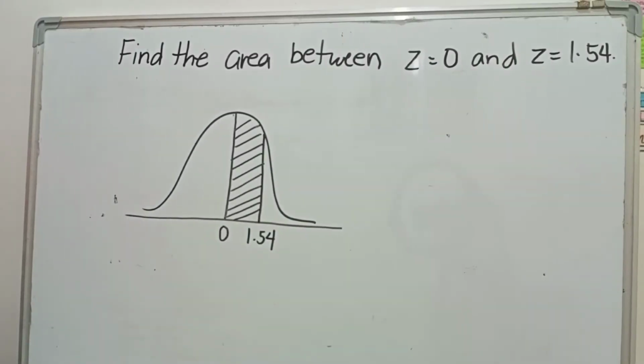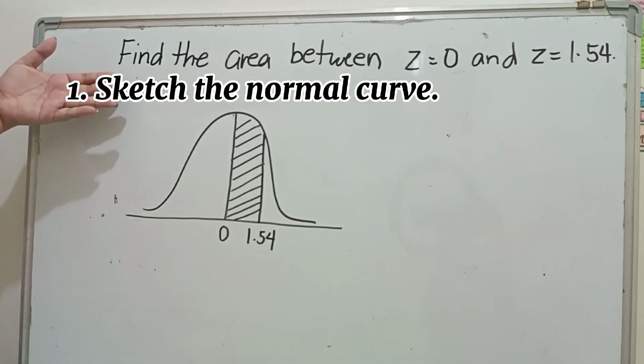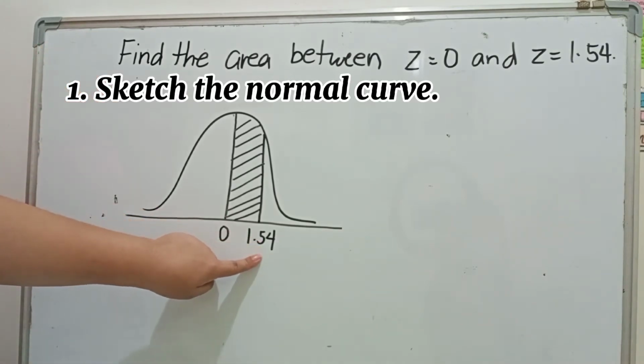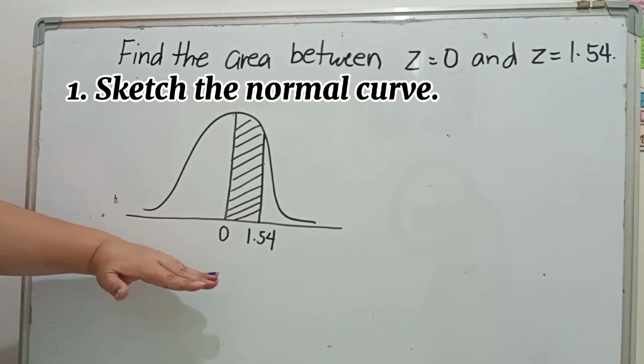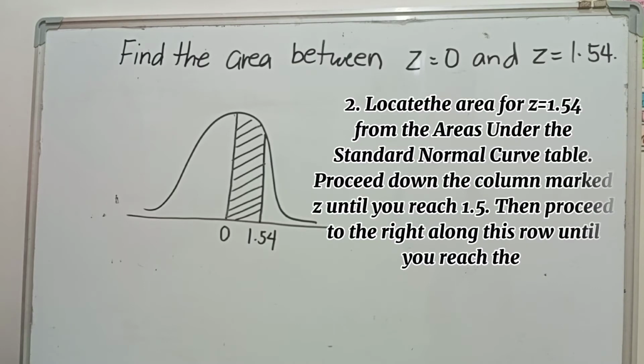Okay class, like I've told you, the first step is to sketch the normal curve. In our given problem, we're going to find the area between z = 0, so this is your 0, and z = 1.54. If you sketch it, this is the drawing of your curve. The second step is to locate the area for z = 1.54 from the areas under the normal curve table, found on page 238 of our textbook.